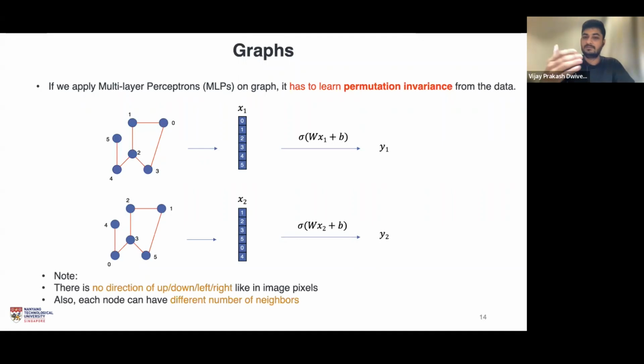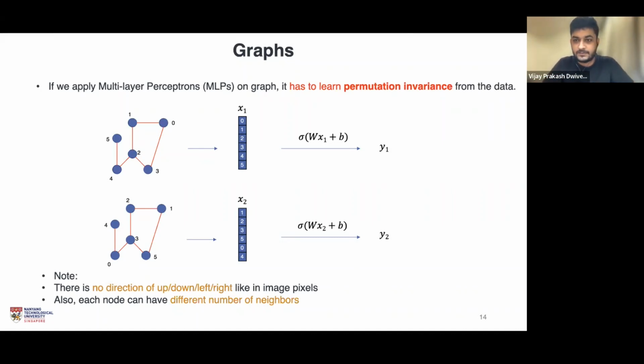Because of this problem, we move towards an architecture that encodes this invariance to the permutation in the architecture. Before moving on, note that compared to images, in graphs we don't have any notion of direction, up, down, left, or right, as we had for the images or for sequences. Similarly, in images, each pixel would have a left, right, up, and down, so four neighborhood pixels.